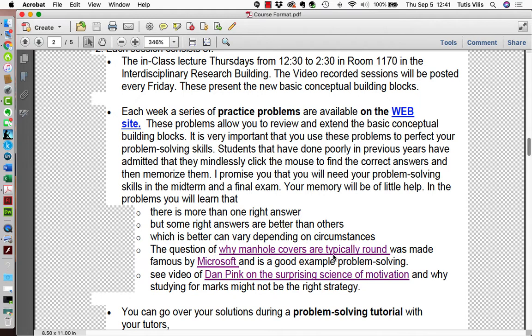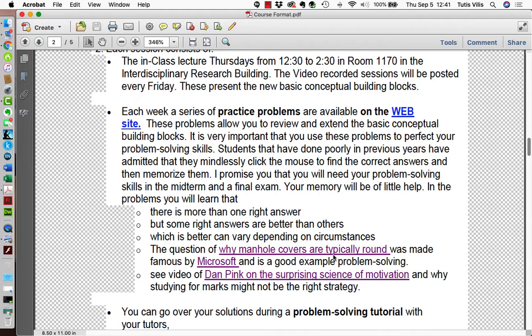And of course, you can argue with me. One of the questions that is a good example of problem-solving questions is a question that had been used for a long time by Microsoft until it got popularized and everybody knew the answer. And that question is, why are manhole covers round? Can you guys come up with some suggestions? Why are they typically round?